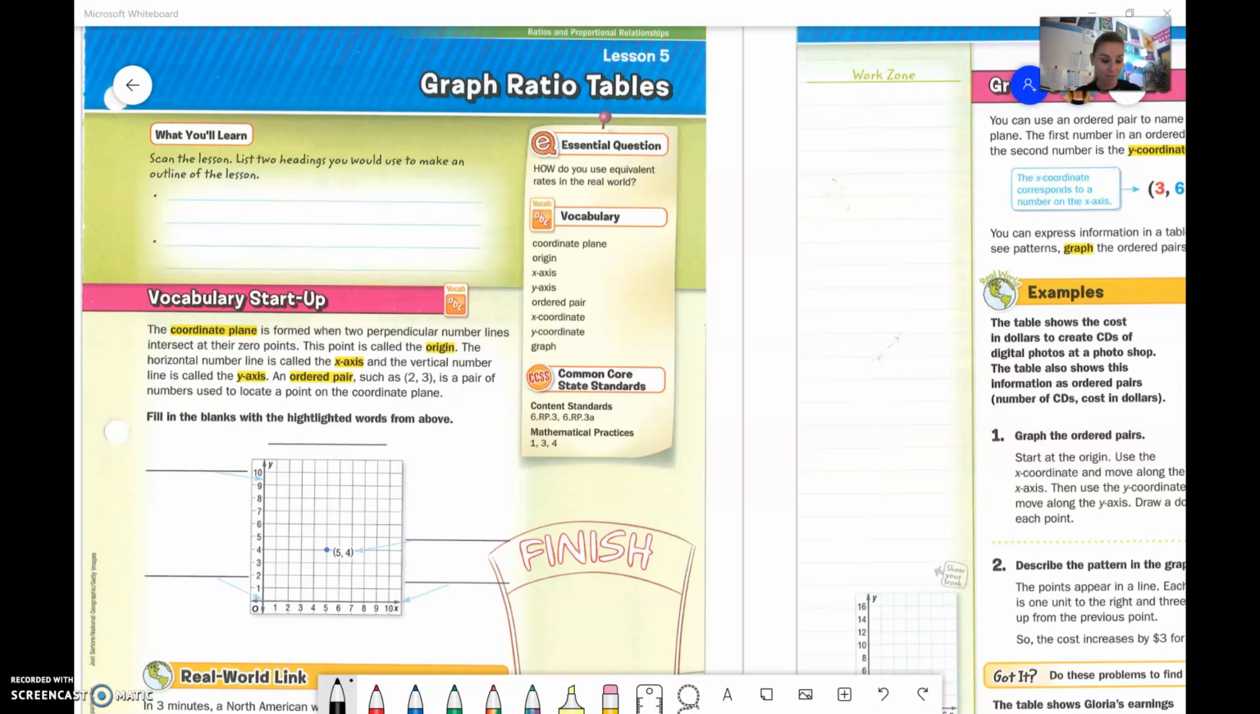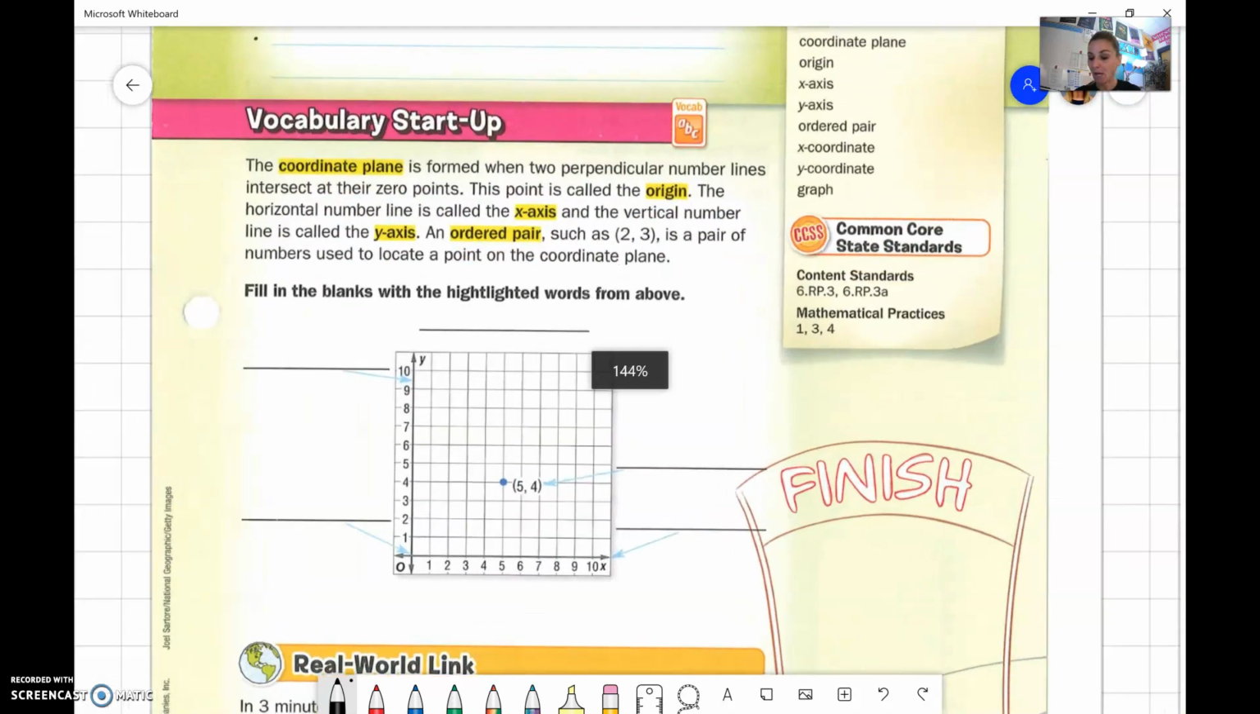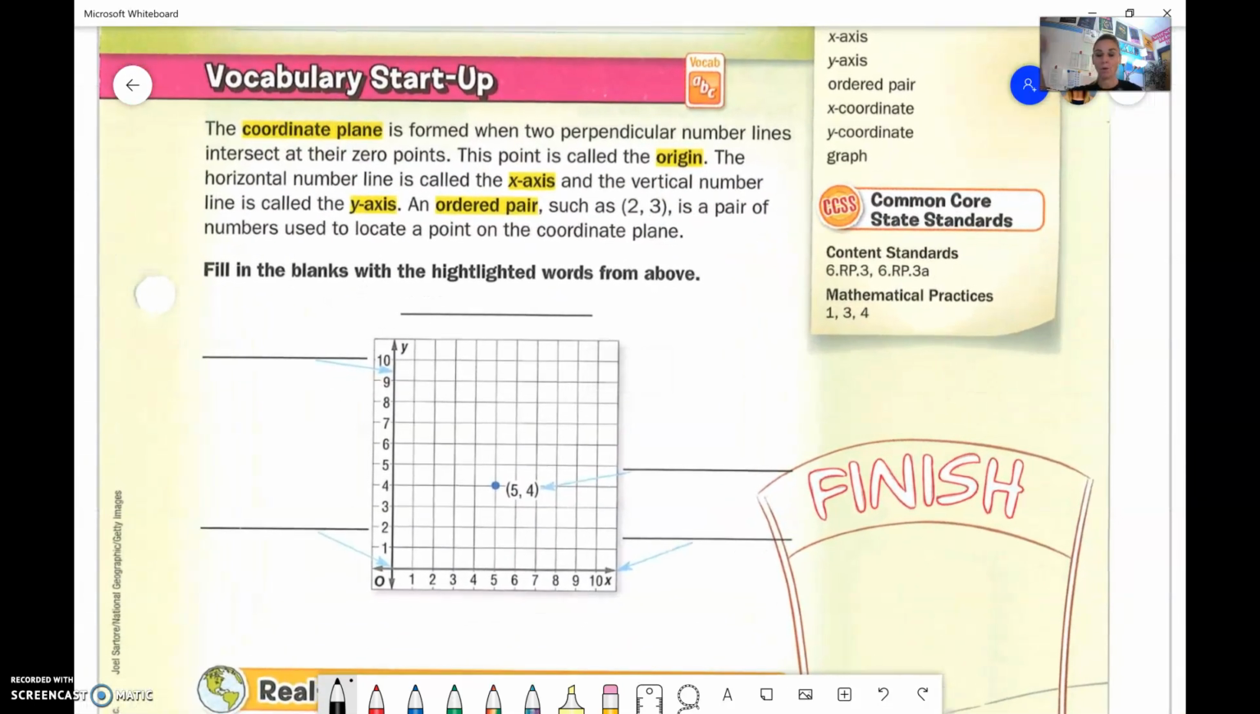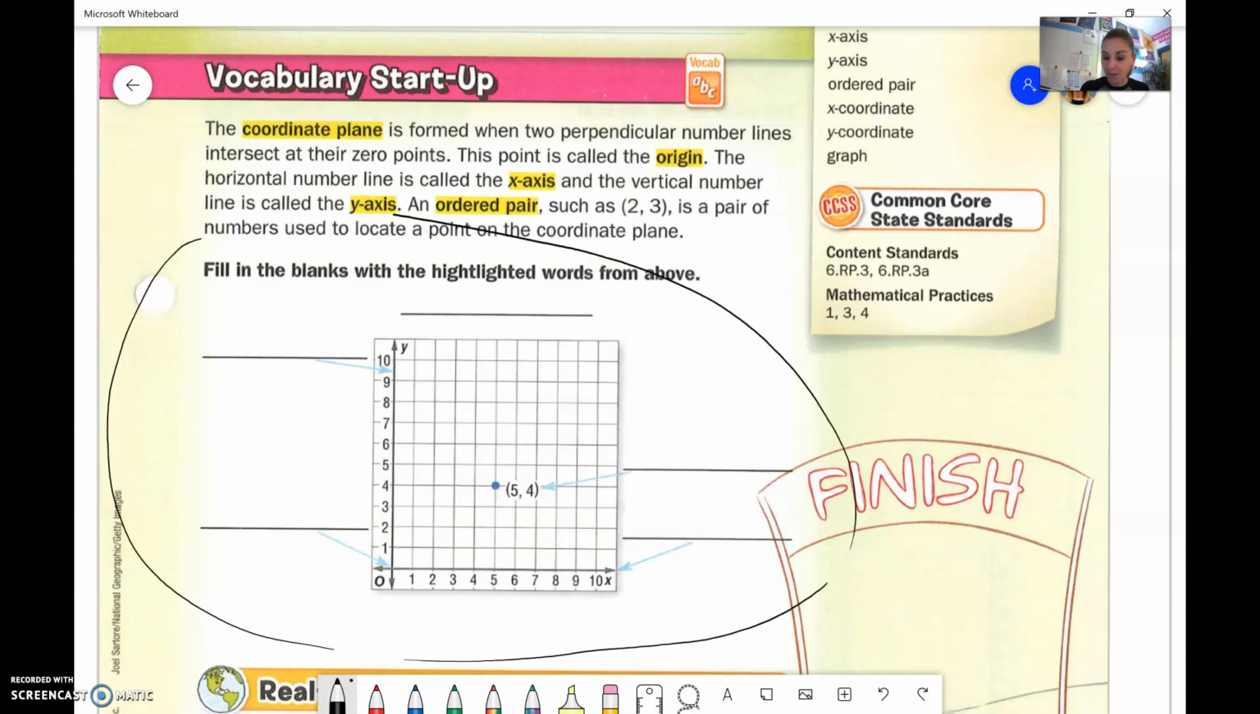Okay, this first page on page 47 is super important. This is going to lay everything out for you on a coordinate plane so that you actually know what everything is and where everything goes, because I will use a lot of vocabulary in this lesson. The first thing I keep saying is the coordinate plane. This whole thing right in here is the coordinate plane. So we're going to go ahead and label it up here.